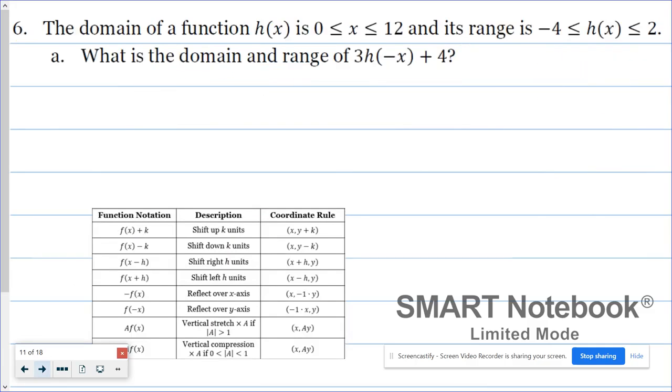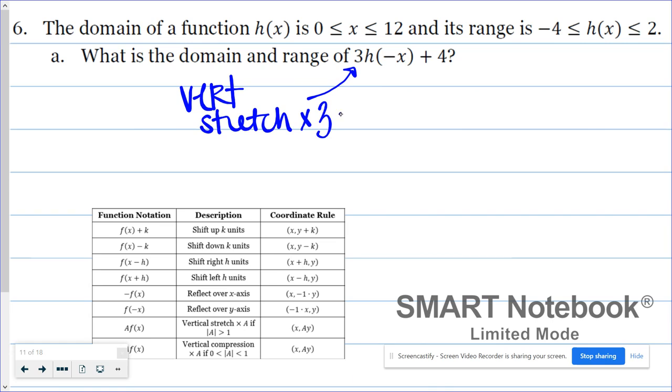Now, domain and range problems are handled in a very similar manner, okay? So I do want to describe the transformation here. So I've got this 3 out in front, and so I know that's a vertical stretch by a factor of 3. And I know what that means. It means I'm going to go 3 times all of my y values.